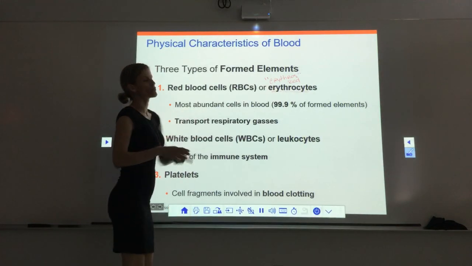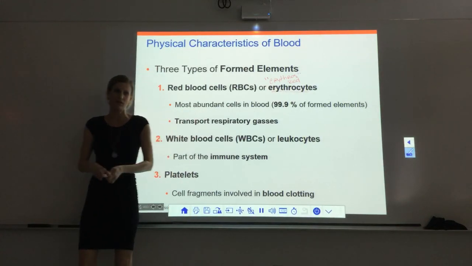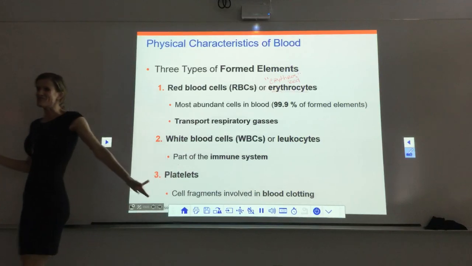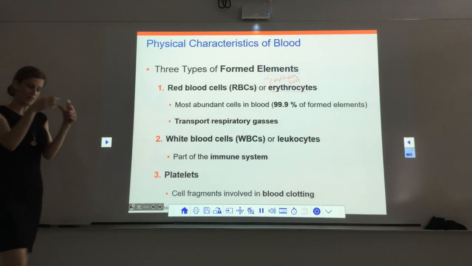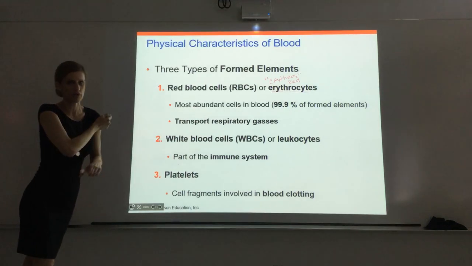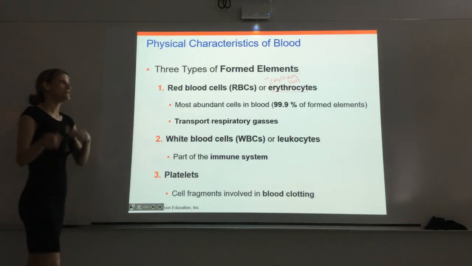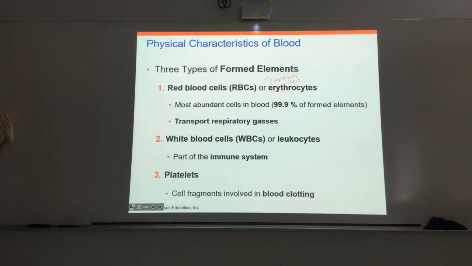Again, we said that these are the most abundant cells in the blood. Almost every cell that you see in the blood, when you're looking at a blood smear on the microscope, almost everything you see is going to be a red blood cell. Again, 99.9% of the cells that you see are going to be red blood cells.